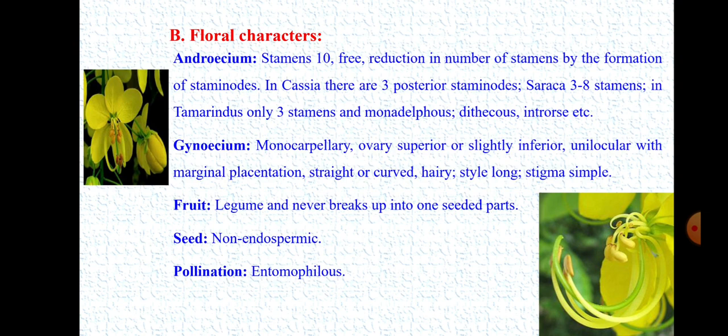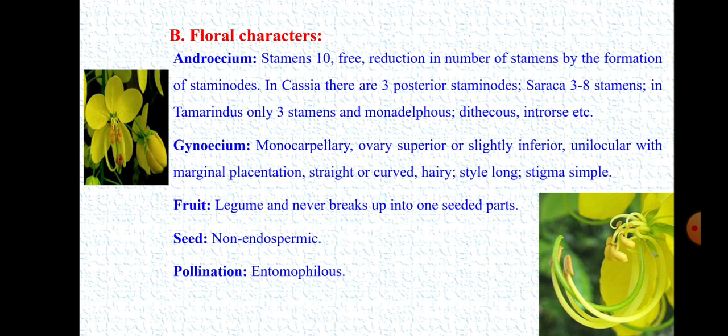The androecium: the number of stamens is 10, as shown in this figure. They are free. Then there is reduction in number of stamens by the formation of staminodes. In case of Cassia, there are 3 posterior staminodes. In Saraca, there are 3 to 8 stamens. In Tamarindus, only 3 stamens and monadelphous condition. The anther is dithecous and introrse in position. They are within the flower.